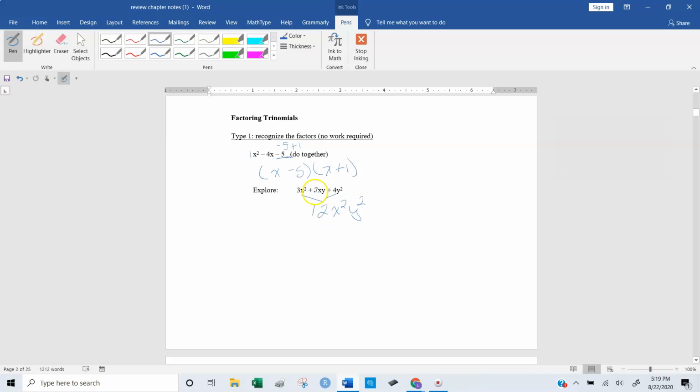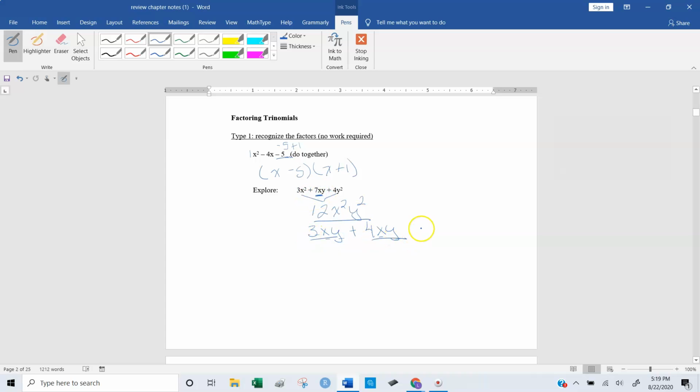Well, the factors of 12 that add to 7 are 3 and 4. So that's really 3xy plus 4xy, because when you multiply the 3xy times the 4xy, you get the 12, the x squared, and then the y squared, which gives us this term here. When I add them, I will get my middle term.